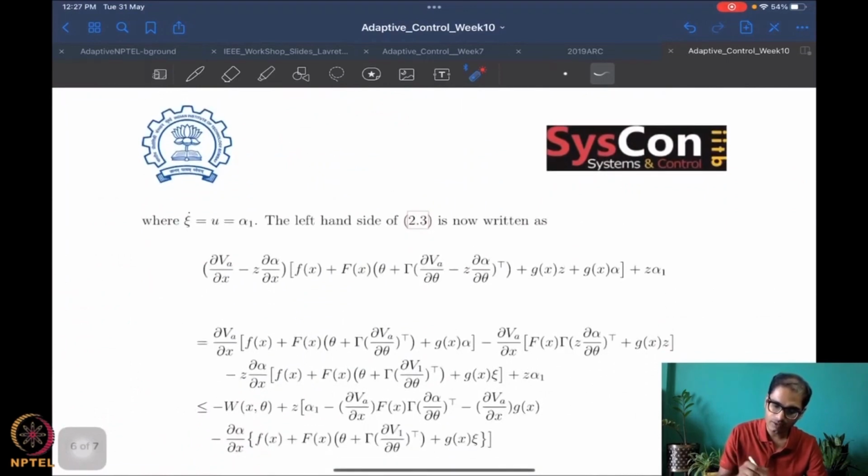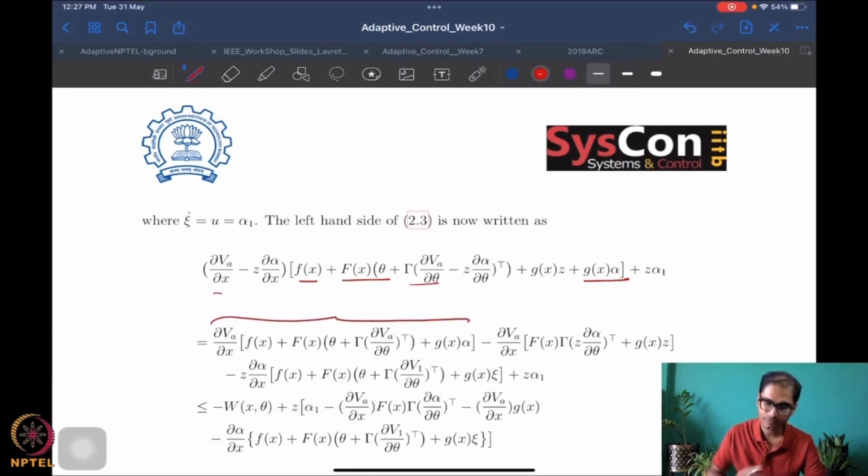And so then we substitute all of that here. Once we make this substitution, we again know some relation on del va, right? And so we write that out. So we know that del va del x plus fx theta plus gamma del va del theta transpose. I'll tell you which terms we take. We take this along with this, and this term, and this gx times psi is written as gx times z plus gx times alpha. So we take this term. All of that goes here.